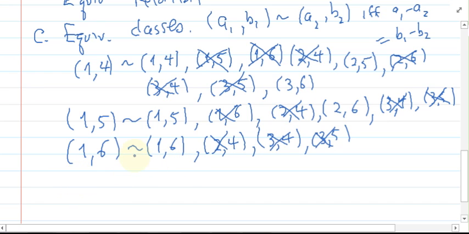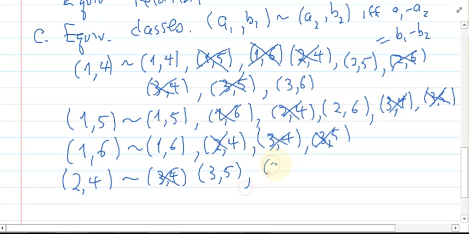Let's start with the 2s now. Do I have (2, 4) in there? I guess not, so let's try (2, 4). It can't be (2, 5) or (2, 6). Let's see if any of the 3s work. (3, 4) doesn't work, but (3, 5) does. And I already have (3, 6). And of course I need (2, 4) as well. (2, 5) is already in the list. (2, 6) is already in the list. (3, 5) is in the list. (3, 6) is in the list. (3, 4) is not in the list, so (3, 4) must be equivalent to itself.